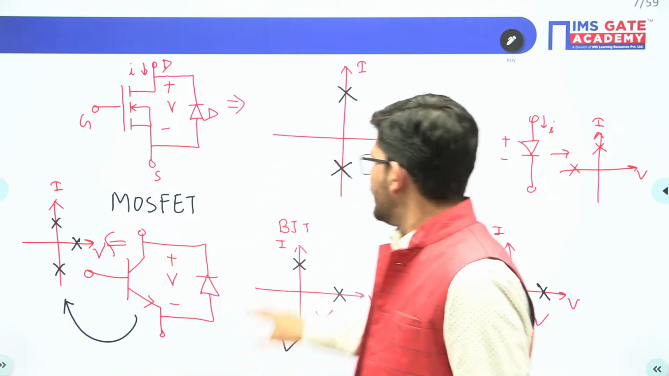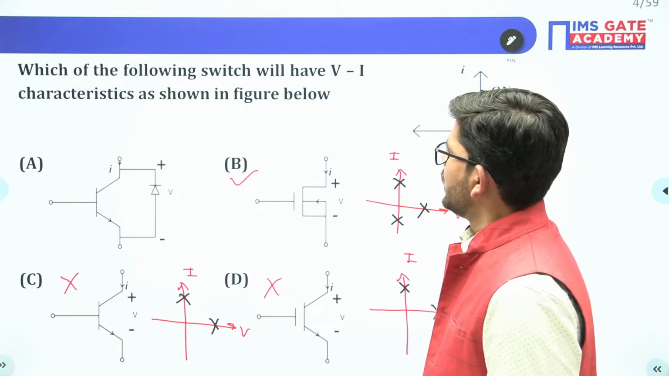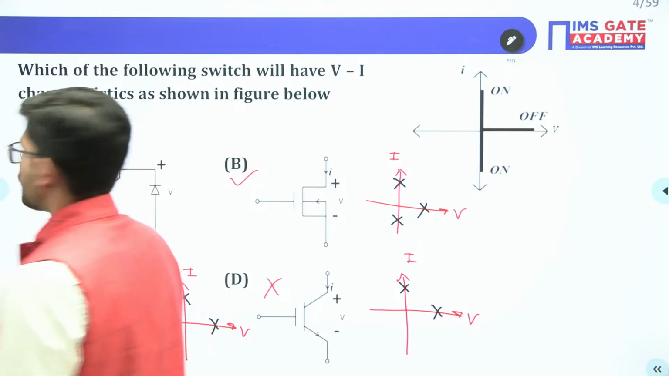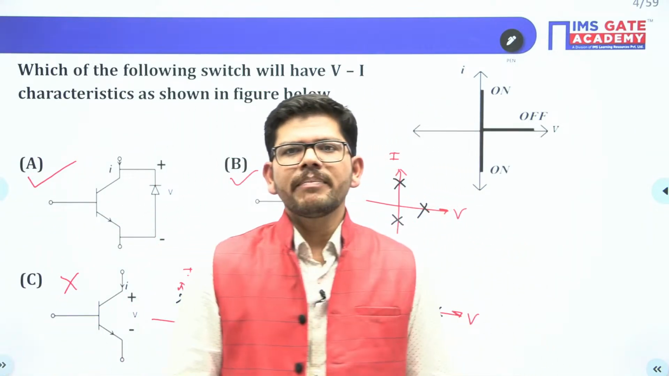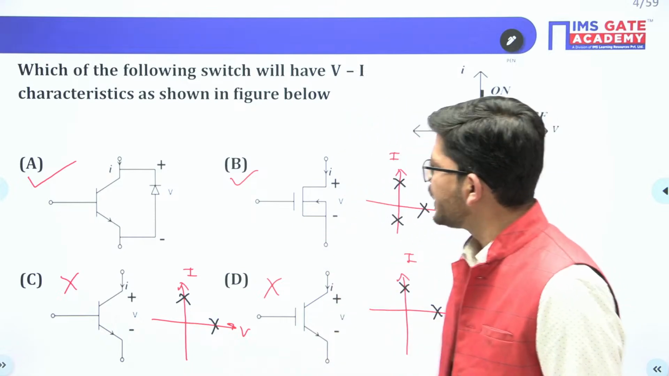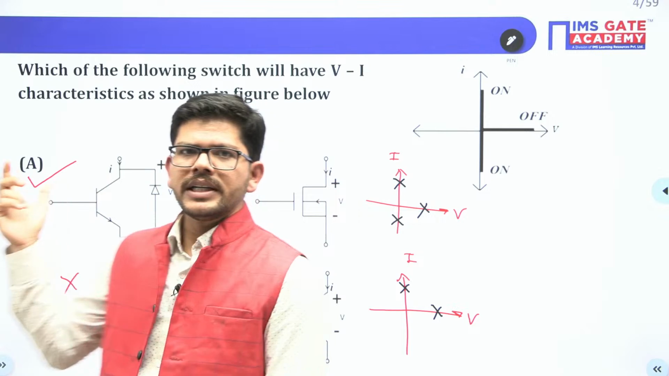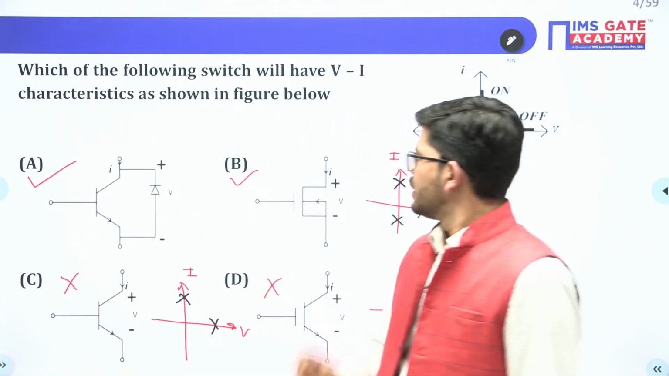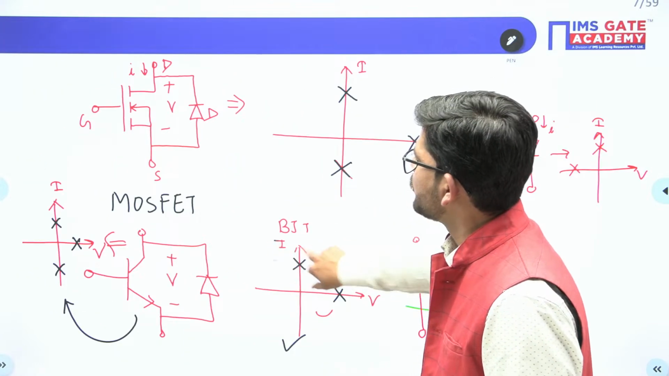So guys, now coming back to this problem, option A will also be the correct option. So wherever you require a bidirectional current carrying capacity, you can use either a MOSFET or a combination of BJT with this diode. Is that clear, guys? Are you getting this fact? Yes. So this is how we will approach these problems.